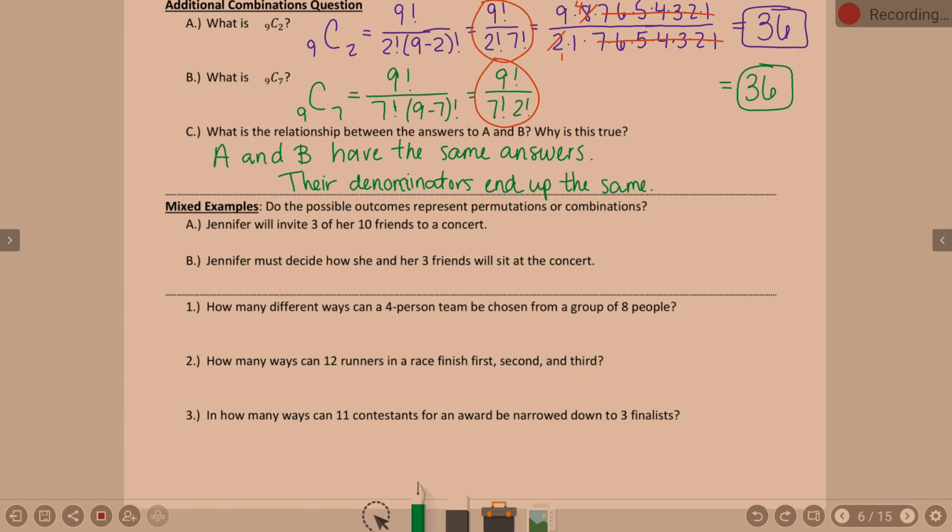So, this question here, do the possible outcomes represent permutations or combinations? So we're not finding the actual answer here. We just want to know, is this a permutation or combination? Okay, in other words, does order matter or does order not matter? That's the big thing here. Okay, so Jennifer will invite 3 of her 10 friends to a concert.